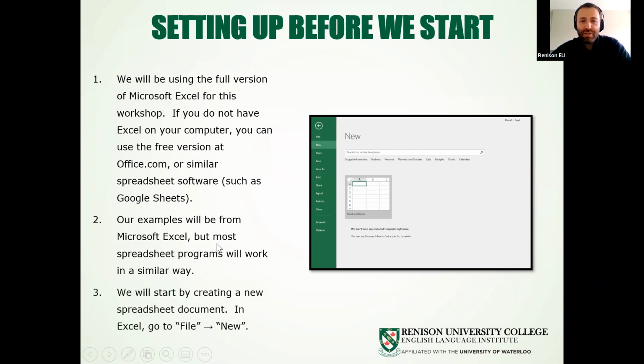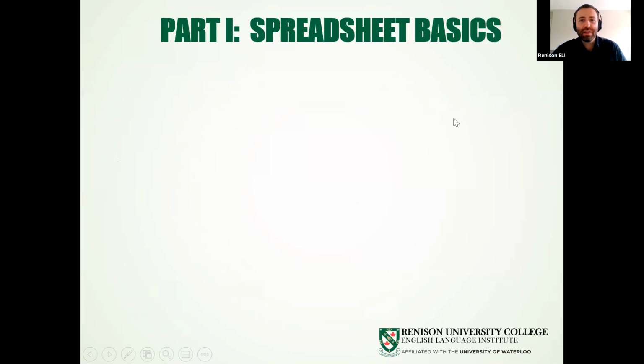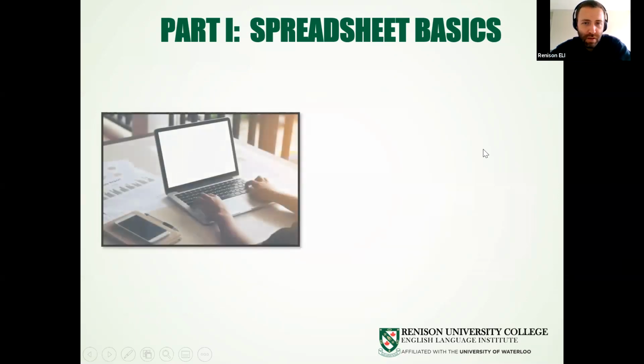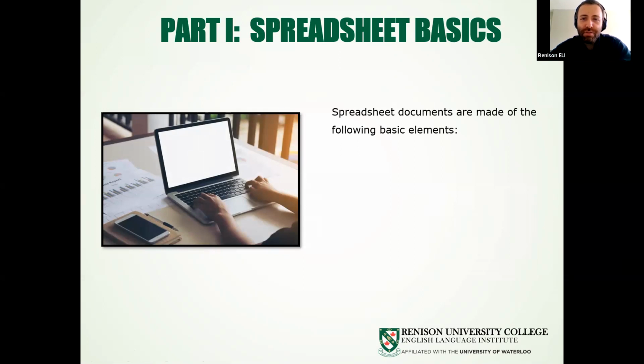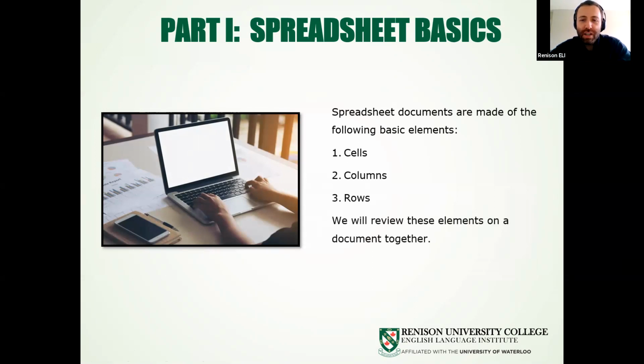Okay. So if you have Excel open, usually when you click the Excel icon, it'll just open up a blank spreadsheet. But if not, please go to File, New to open up a blank spreadsheet. Okay, so we're going to go through some of the basics of Excel and spreadsheet terminology, just to make sure that we all have the vocabulary we need before we start talking about making charts and graphs. Okay, so spreadsheet documents are made of the following basic elements: cells, columns, rows, and we will review what these elements look like on a document together.